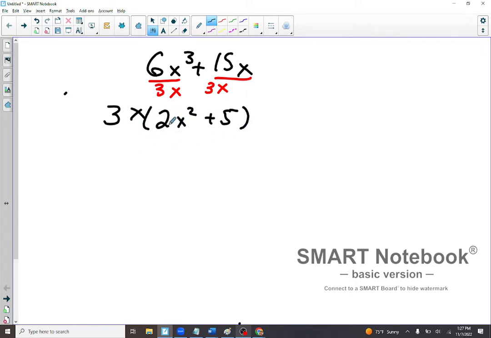And then you have 2x squared plus 5. After that, you always check inside the parentheses if there's more to do. If not, you are done. That's the answer for this. The instructions would say factor the following expression.